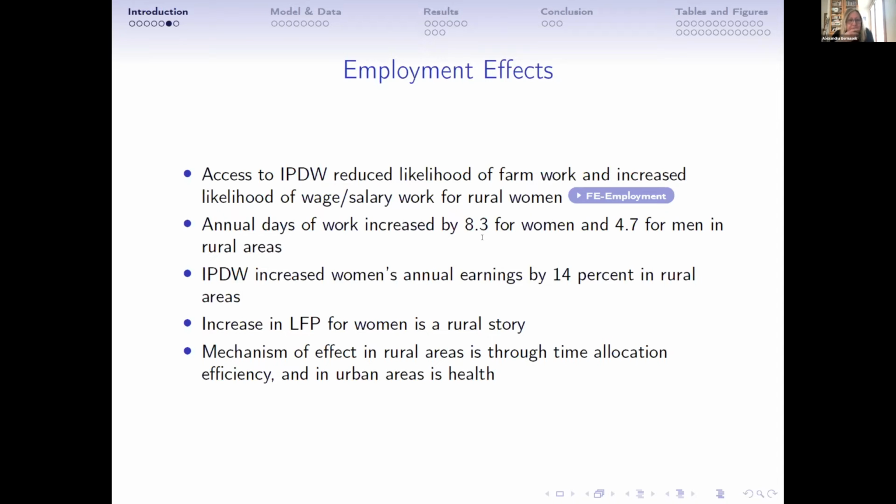Thank you. So the mechanism of effect in rural areas is through time allocation efficiency. In the sense, if you do not have to collect water or if it is readily available, you have more time to join meaningful paid employment. But in urban areas, the effect is on health. So indoor pipe drinking water improves health outcomes in urban areas.